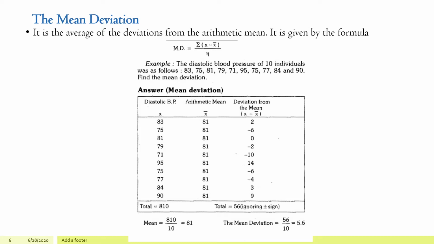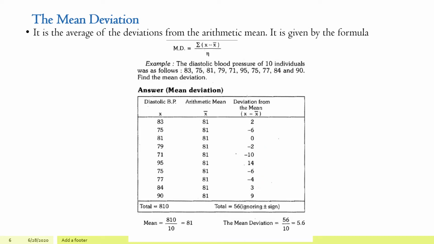So the mean deviation is this 56 divided by the total number of samples, that is 10. So 56 by 10 is 5.6. But my doubt is, 81 is the mean, 5.6 is the mean deviation. So here we are neglecting the signs.